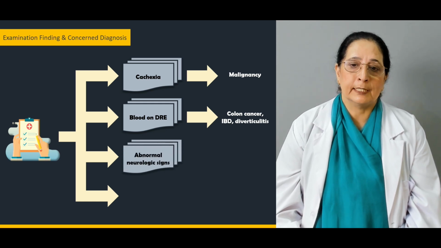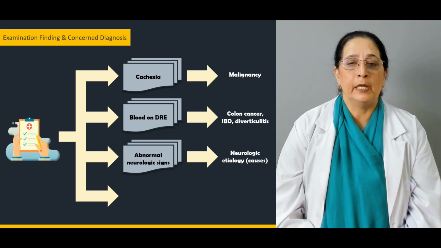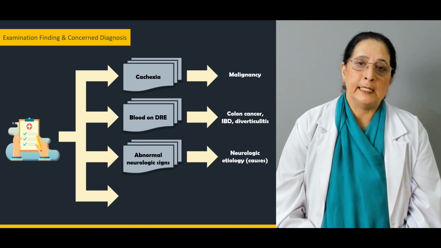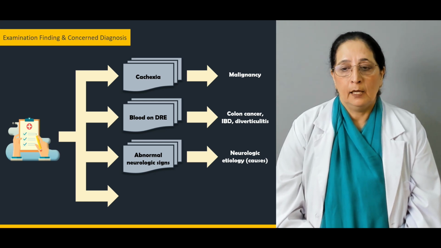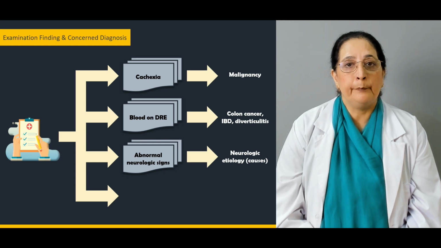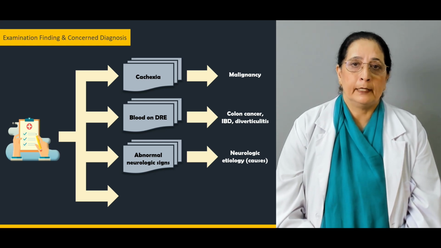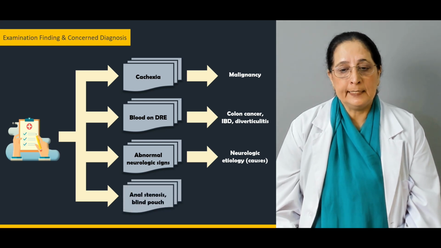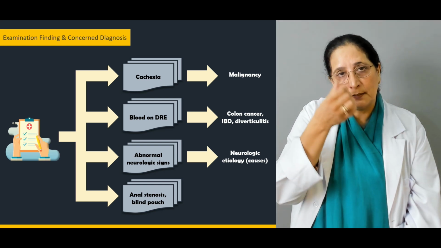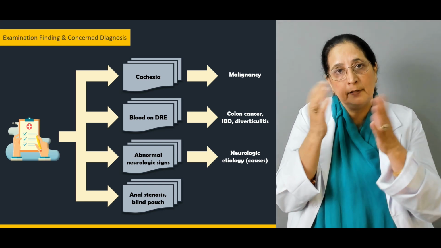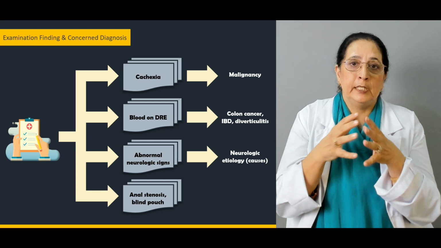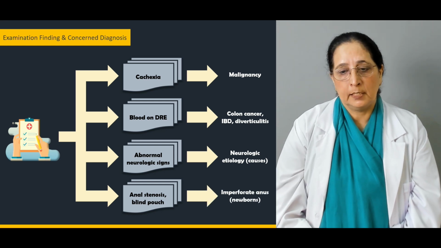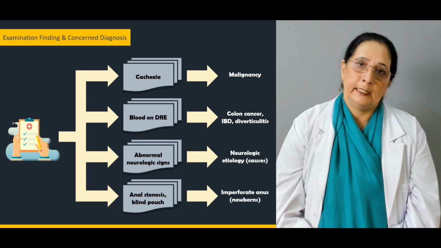Abnormal neurologic signs, which is due to any neurologic abnormality. Again, the abnormality associated with the nervous system, especially the peripheral nervous system, can lead to constipation. Then anal stenosis, if there is narrowing. Stenosis is the narrowing, and if there is a blind pouch, both of these can cause constipation. And the cause is the imperforate anus in the newborn.